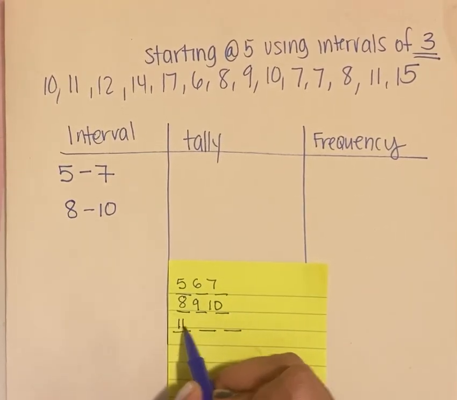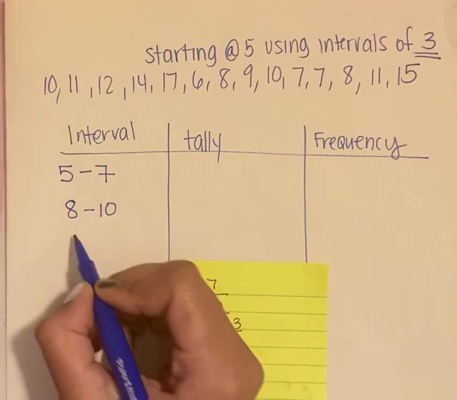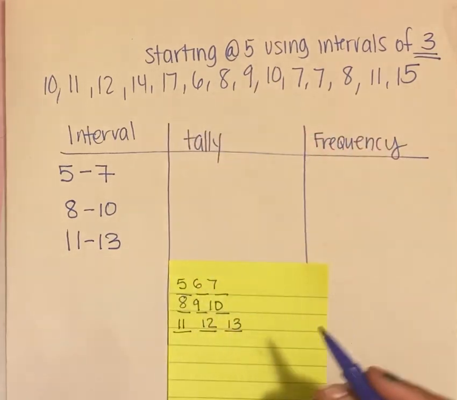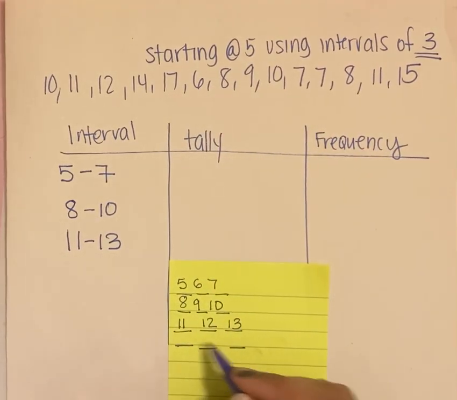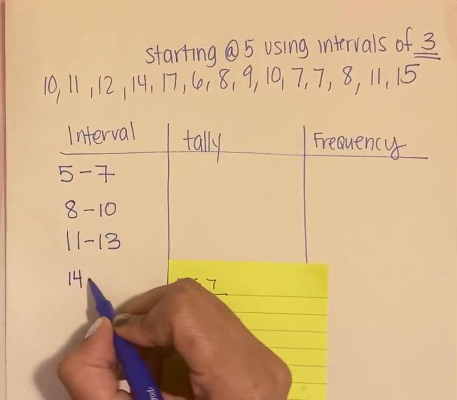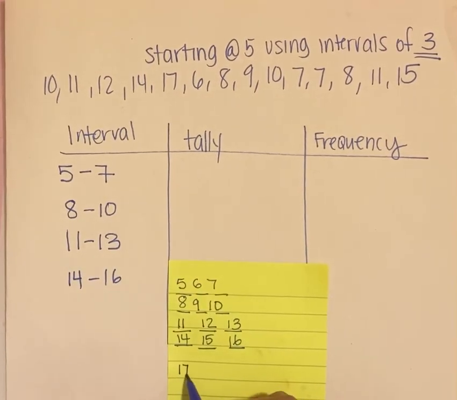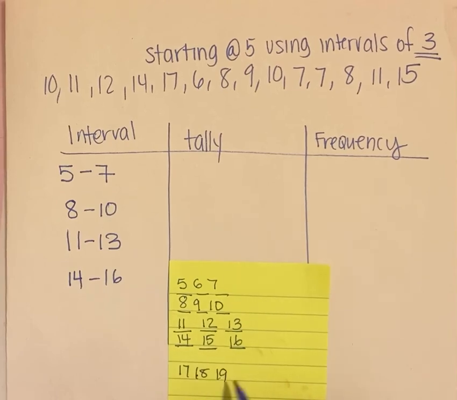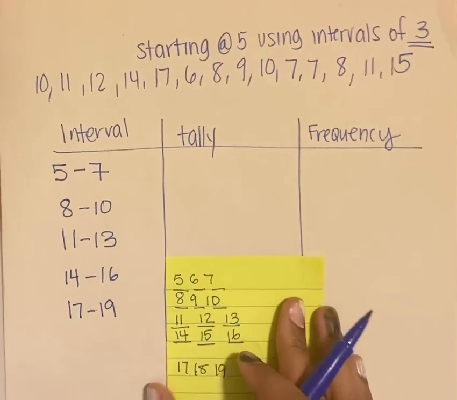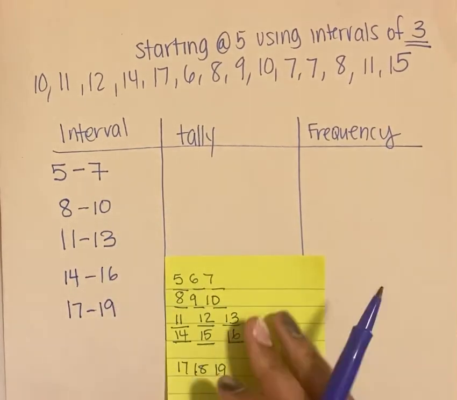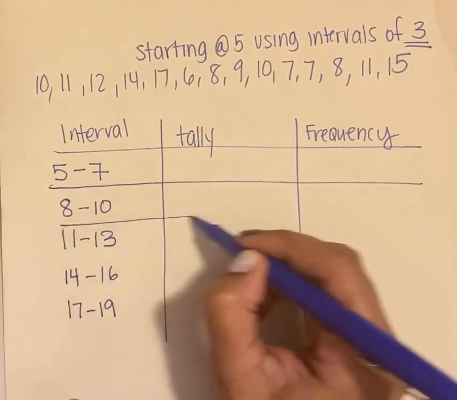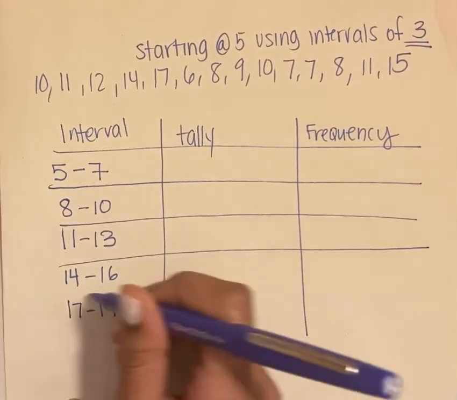So my next interval is 11, 12, and 13. So that will be 11 through 13. And I need to go up to 17. And so I have 14, 15, and 16. So that's 14 to 16. And my last interval is going to be 17, 18, and 19. And it's fine that 18 and 19 aren't numbers in my set of data, but my interval still has to be consistent. And so I'm just going to finish my chart out.